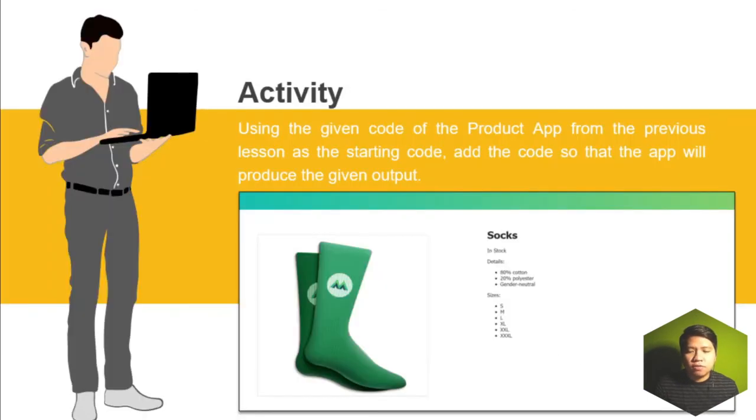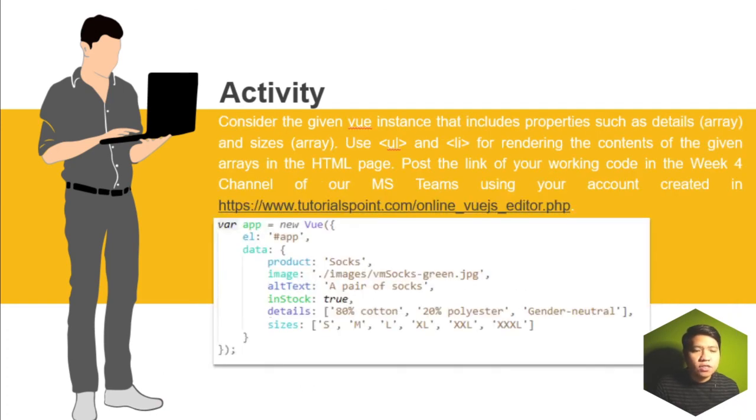For this lesson's activity, use the given code of the product app from the previous lesson as a starting code. Add the code so that the app will produce the given output. As you can see here, we are able to produce details and sizes which are rendered using v-for. Consider the given Vue instance that includes properties such as details and sizes, which are both arrays. Use ul and li for rendering the contents of the given arrays in the HTML page. Post the link of your working code in the week 4 channel of our MS Teams using your account created in the given link.